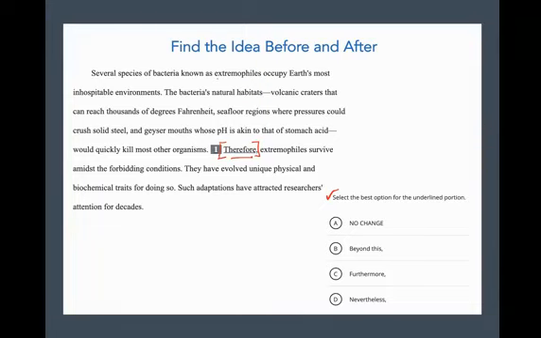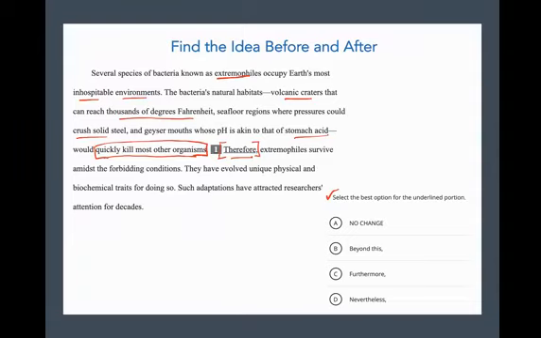Several species known as extremophiles occupy Earth's most inhospitable environments. The bacteria's natural habitats, volcanic craters that can reach thousands of degrees of Fahrenheit, seafloor regions where pressures could crush solid steel, and geyser mouths whose pH is akin to that of stomach acid, would quickly kill most other organisms. So they're talking about all these conditions which seem to be really bad for most organisms. They'll quickly kill most organisms. So if I want to simplify that first idea, bacteria live in places where most other living things die.